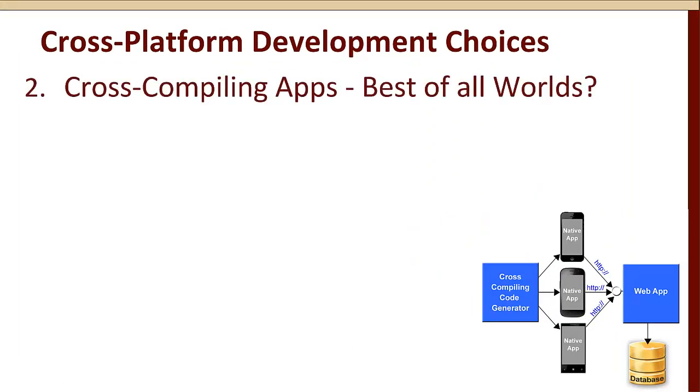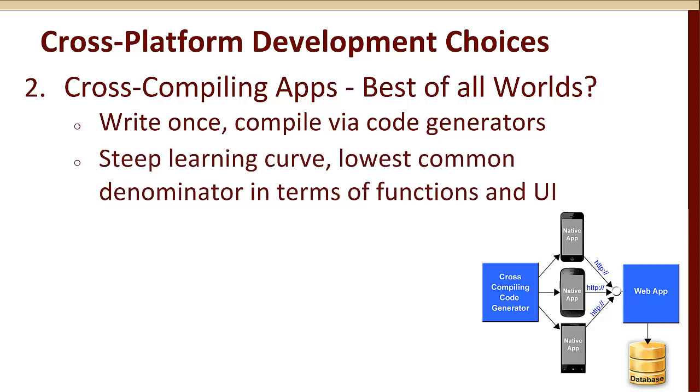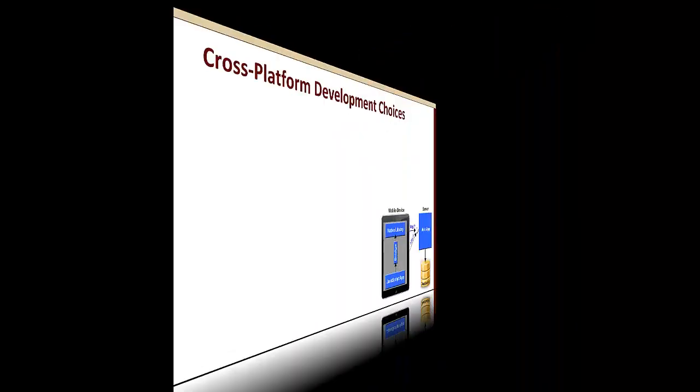The second development choice is cross-compiling apps. The idea behind cross-compiling apps is to write the source code just once and then compile it via code generators to the various platforms. What you get are in principle native apps, but based on the lowest common denominator in terms of functions and the UI. The downside again is a pretty steep learning curve and no savings on deployment hurdles. Cross-compiling apps with a code generator gives you the lowest common denominator of all native UIs.